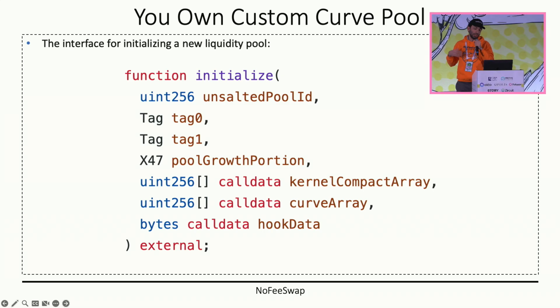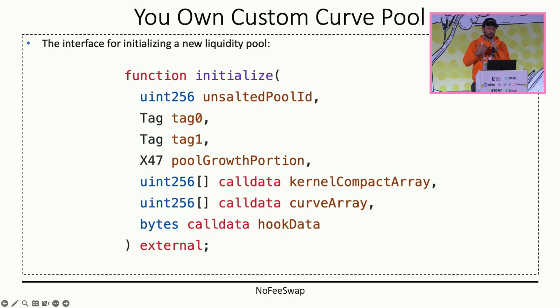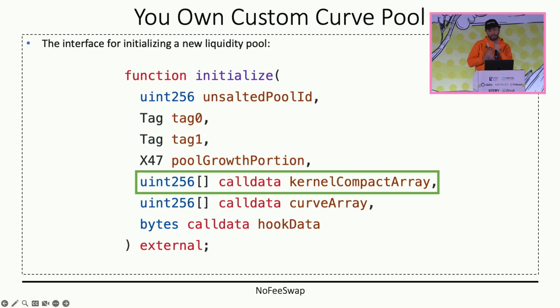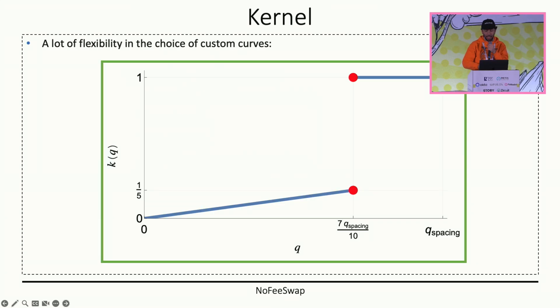NoFeeSwap allows you to initialize your own pool with your own custom curve. So here is the interface that you will be facing when you want to initialize a pool. I'm going to start with the kernel compact array argument. This is where you can do most of your customizations. It allows you to input any arbitrary piecewise linear liquidity distribution function.